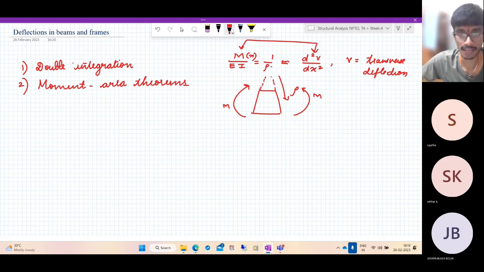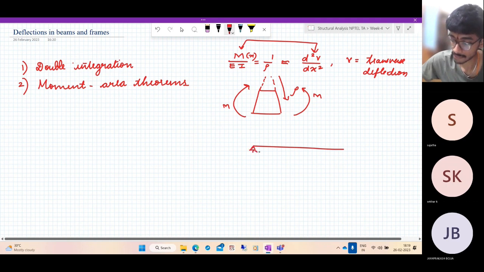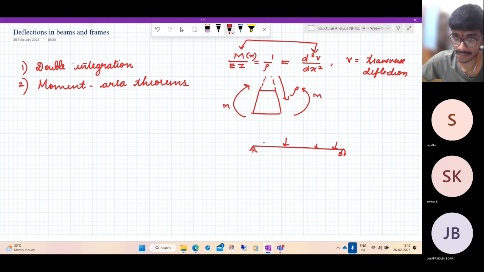The other method we saw was the moment area theorems. They are geometrical. The method does the same as the double integration, but in a geometrical form. So what did we say? If a given beam is subjected to some loads and we are interested in finding the slope or deflection at a point, we don't have formulas directly for the slope and the deflection, but what we do have is the change in slope of a point with respect to the tangent drawn at another point.